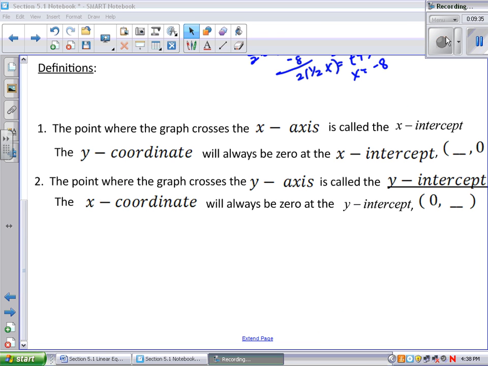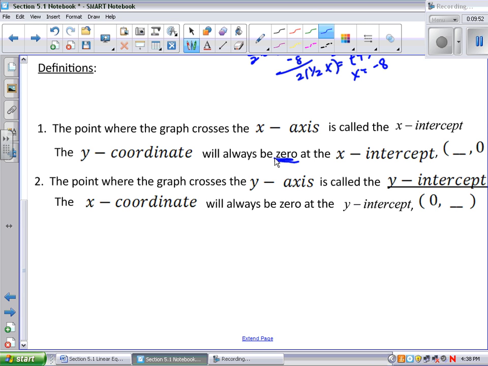Okay, and these definitions are in your book. Definition number 1: the point where the graph crosses the x-axis is called the x-intercept. When we look at an x-intercept, we'll notice that the y-coordinate will always be 0 at the x-intercept. So our y value is always 0. We have a number for x. It could be 0, but oftentimes it's a number other than 0, but the y-coordinate is always 0. And the point where the graph crosses the y-axis is called the y-intercept. The x-coordinate will always be 0 at the y-intercept.